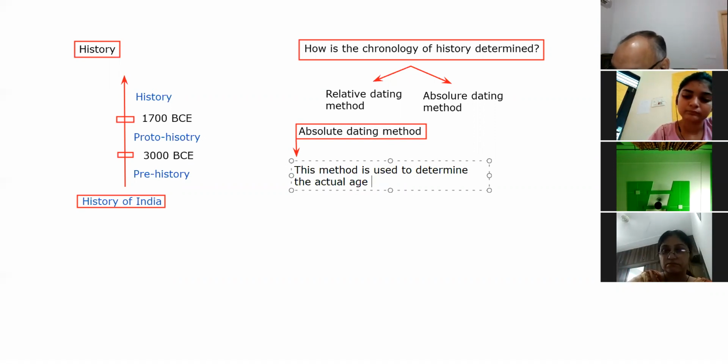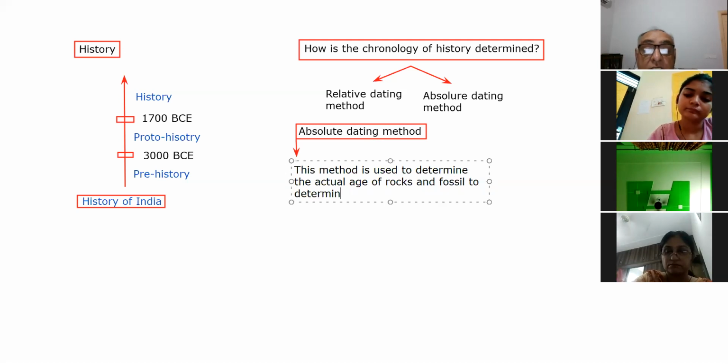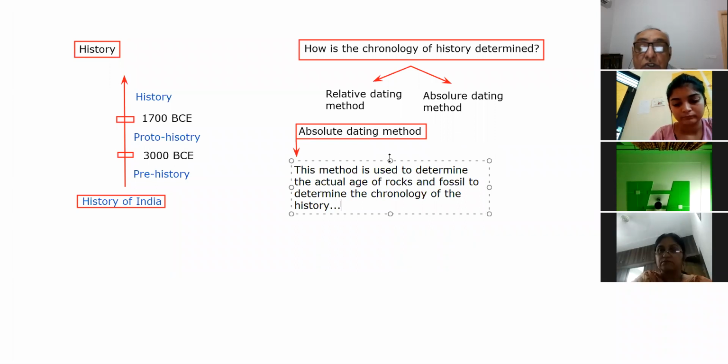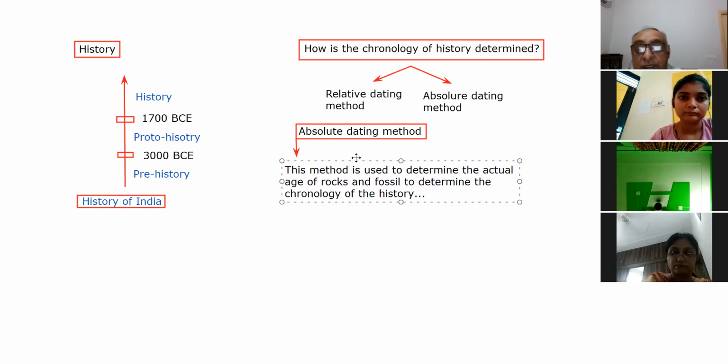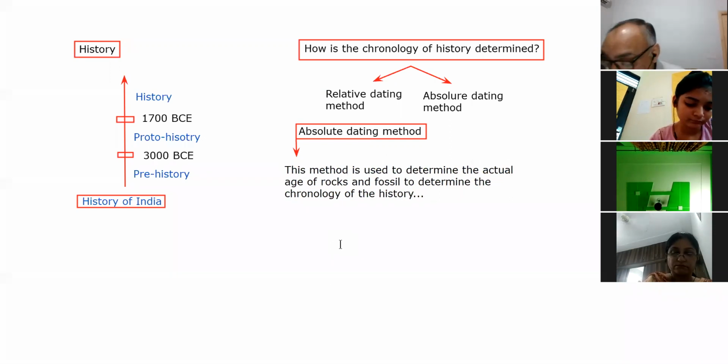of rocks and fossils, to determine the chronology of the history, right? So to determine the chronology of history, we look at the actual age of fossils or rocks, right?